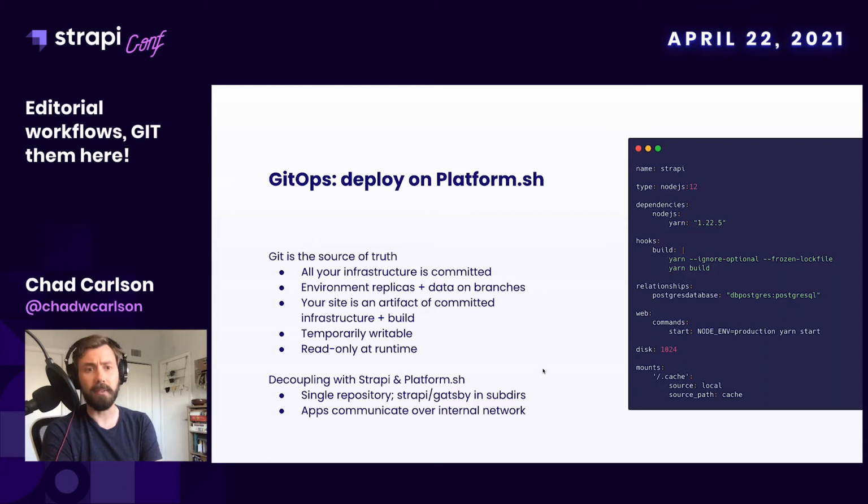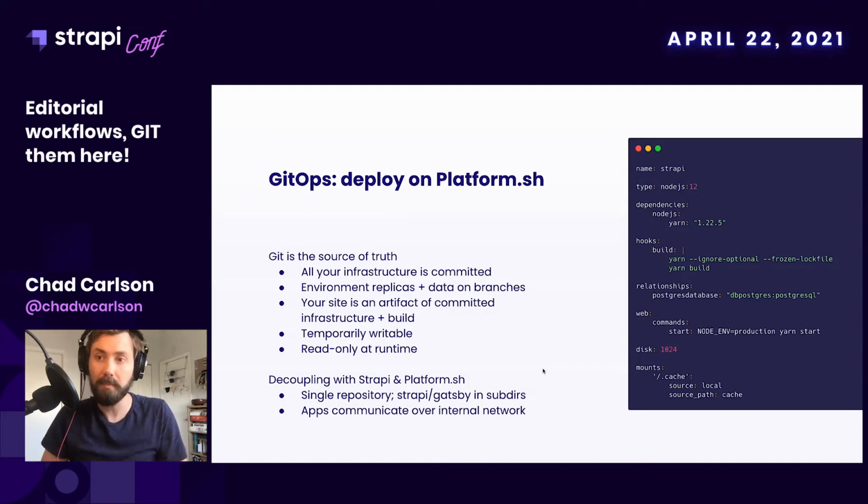But there are some caveats. So if you'll see here, this is a configuration file for a Strapi application on Platform. We define Node.js 12, and we're going to use Yarn for all of our downloading dependencies and for building our application. So you see here that we have a build hook that's going to do those exact two steps to give us the final Strapi app.